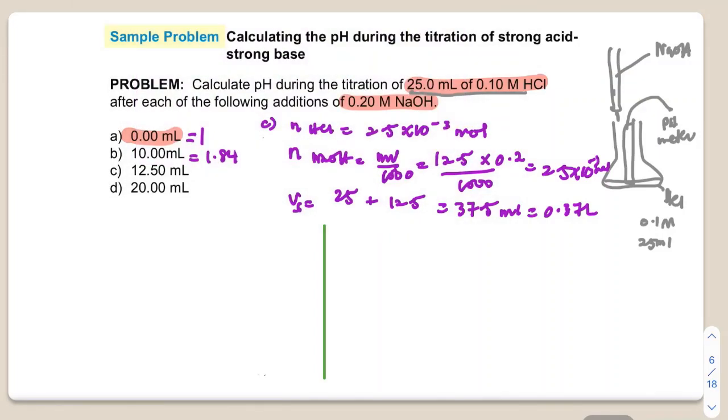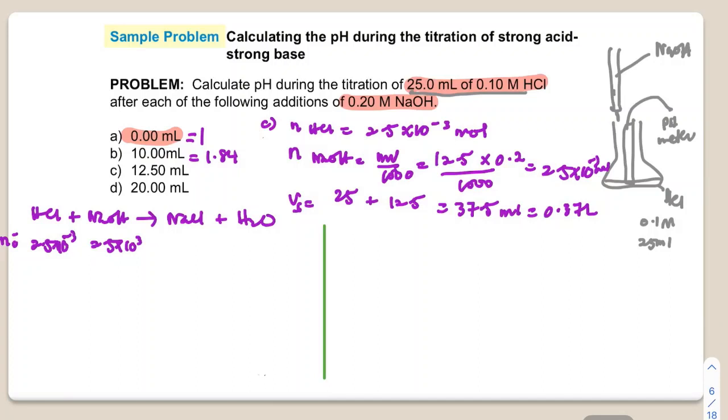So a reaction between HCl and NaOH produces NaCl plus H2O. The initial n of HCl is 2.5 times 10 negative 3. The sodium hydroxide that is added is also 2.5 times 10 negative 3. When we look at the ratio, it is 1 to 1, and the amounts are also equal, which means that this is at the equivalent point.